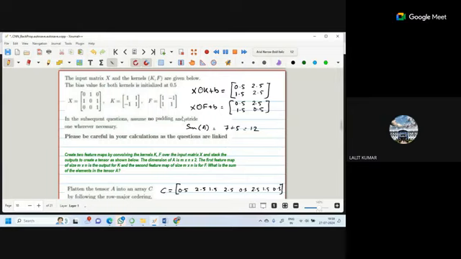So this is a question: input matrix X. There are two kernels, one is K, another is F, given below. The bias value for both kernels is initialized at 0.5. So there is a bias also. This is K, this is F, this is X. Assume no padding and stride 1 wherever necessary.